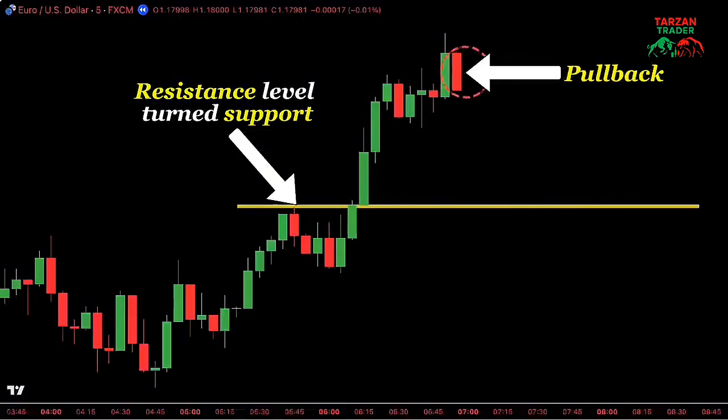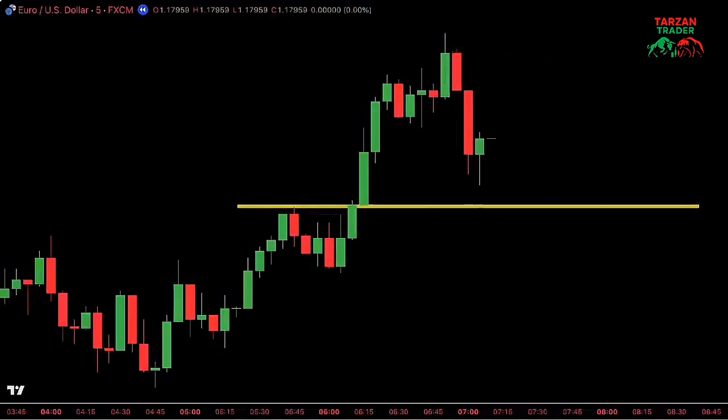After the breakout, the market does not continue moving up immediately. Instead, it starts to retrace. This pullback happens because some buyers are taking profit, which temporarily pushes the price downward. However, this movement is not a reversal. It is simply a retracement within the uptrend. Now we wait and observe how price behaves when it reaches the support level.